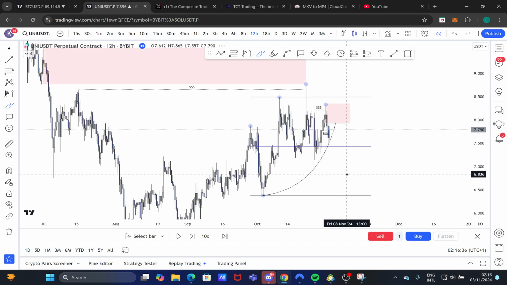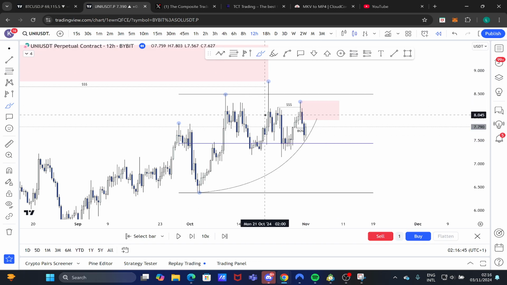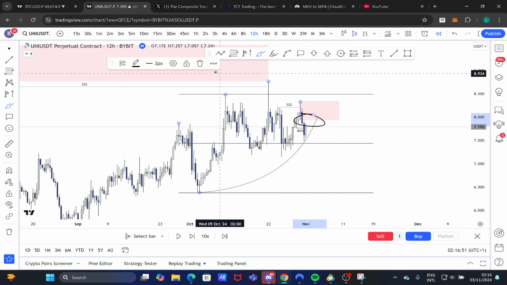And on the 12-hour here, I also had an order block. So I was like, if price taps into this order block, there's absolutely no reason from a liquidity or a supply perspective to go higher. So if we're going to reject from here.